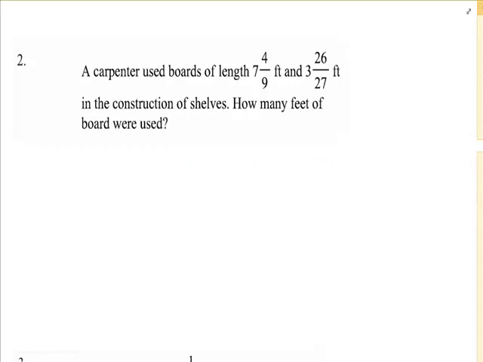All right. Number 2. A carpenter used boards of length 7 4/9 feet and 3 26/27 feet in the construction of shelves. How many feet of board were used? All right, it doesn't say it, but it implies that it wants to know the total. So I'm going to add. I have 7 4/9, and I'm going to add to it 3 26/27.